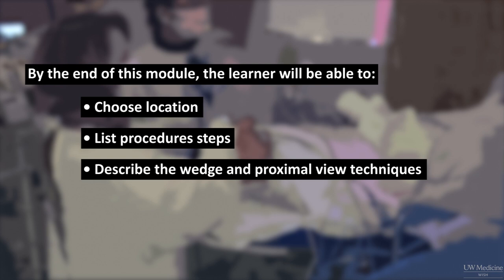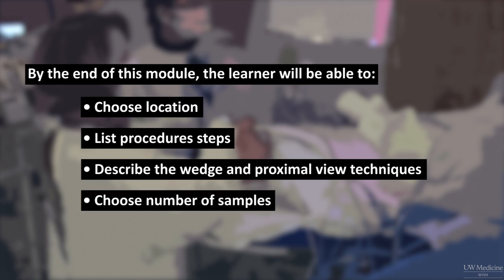One technique is to wedge the bronchoscope in the airway of interest, and the alternative is to keep the tip of the bronchoscope proximal to the airway of interest. I will refer to these as the wedge and proximal view techniques. Lastly, I will discuss the optimal number of transbronchial biopsy samples to take.